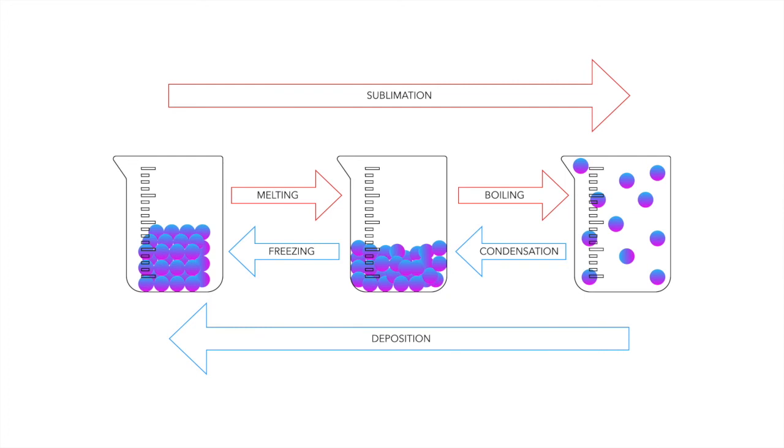Here's a helpful diagram that nicely summarizes what we've covered today, with red arrows representing the addition of heat and blue arrows representing cooling.